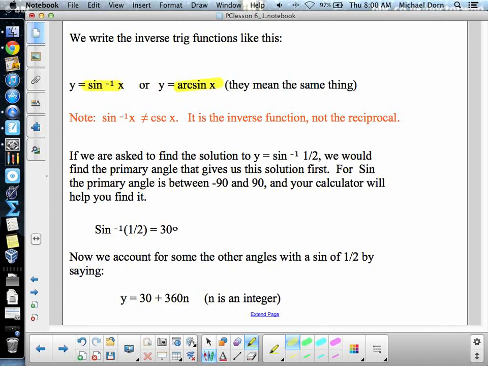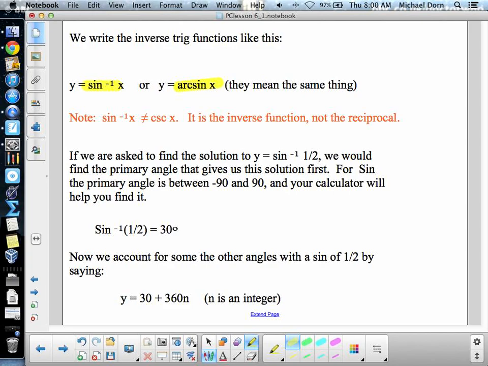And again, just to note, sine inverse of x does not mean cosecant of x. It is an inverse function, not a reciprocal function. Cosecant is the reciprocal function of sine, not the inverse function of sine. It's very important to keep those two things separate in our mind, reciprocal versus inverse.